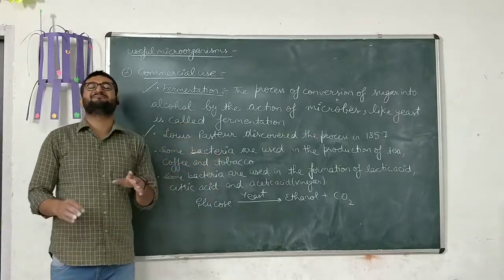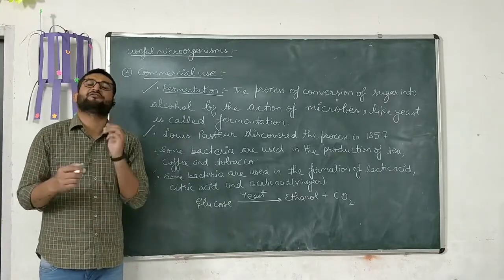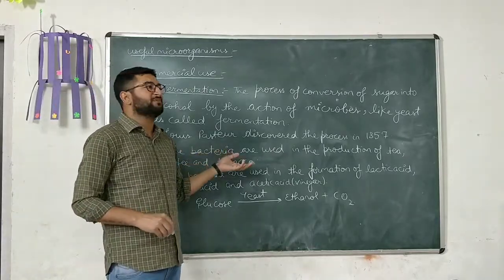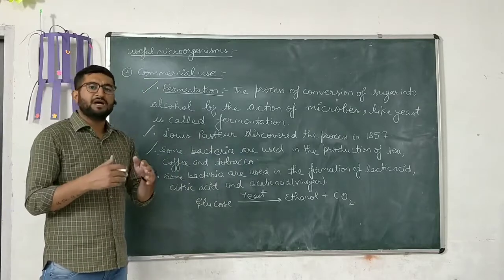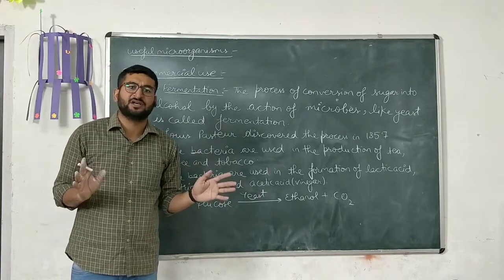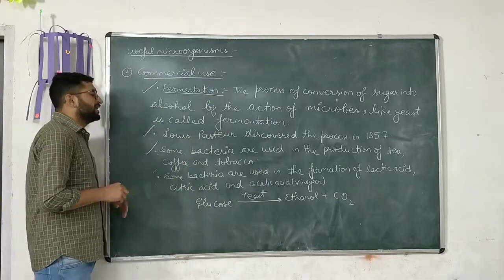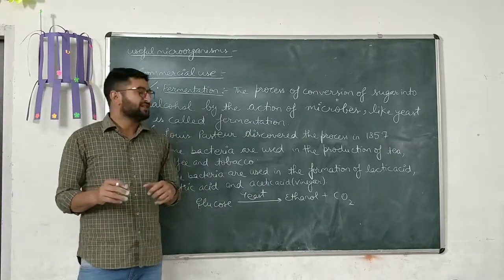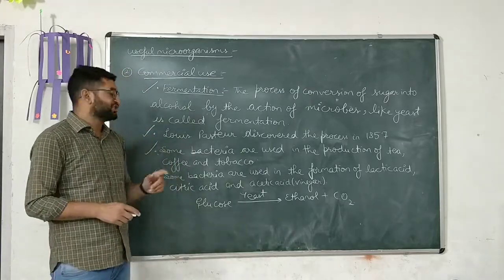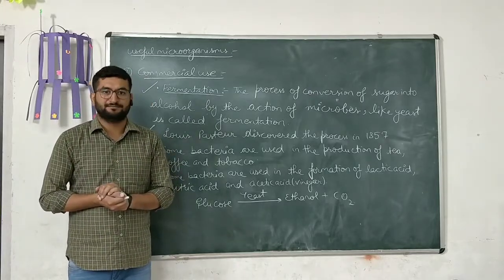Other than yeast, there are certain bacteria which we use in the production of tea, tobacco and coffee. These bacteria are not used in the production of the tea plants. They are used to separate the tea from the tea leaves. Next, some bacteria are used in the formation of certain useful acids like lactic acid, citric acid and acetic acid, which we use as vinegar.